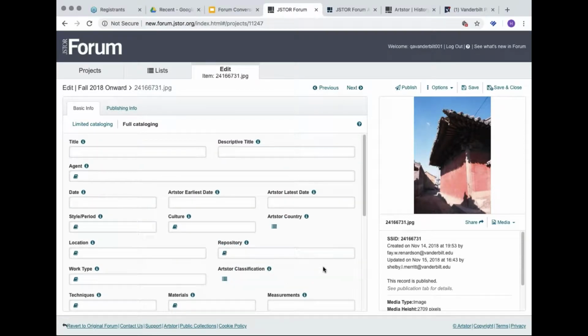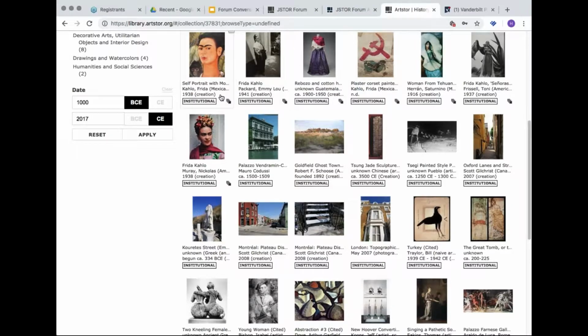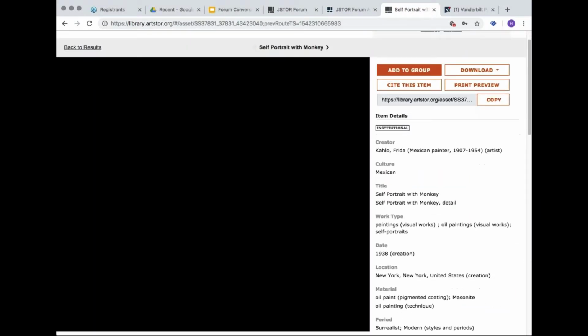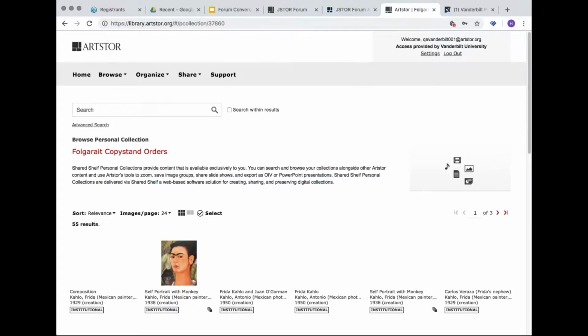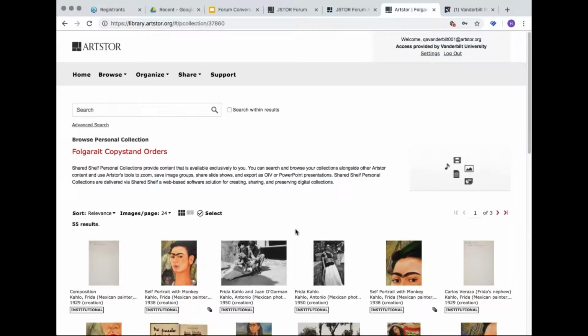But I needed to get them pushed to publication so that she could at least see the images as quickly as possible. So part of our new delivery method is to not only publish things to the institutional collection, but also to publish things to a personal collection target for each faculty member. So these images are not available institutionally, but they are available for her when she logs into Artstor. She sees them in a personal collection too.